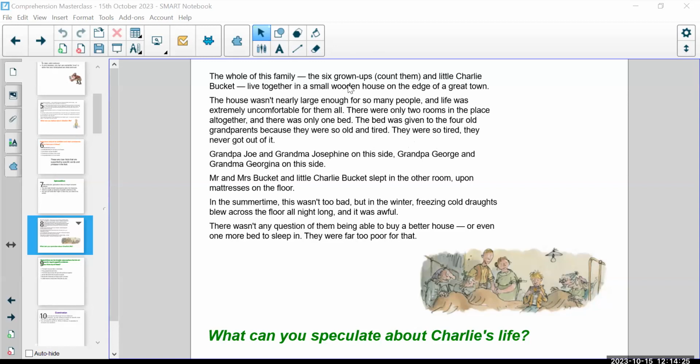The parents are thoughtful people because they gave up their bed. Yes, that's a good one. They might have bad luck. True, they might be a family that suffers from a sort of curse of bad luck, perhaps. Maybe they got scammed out of their money.